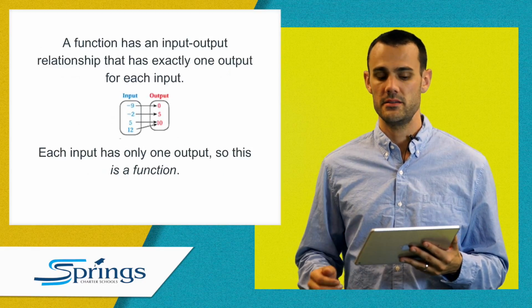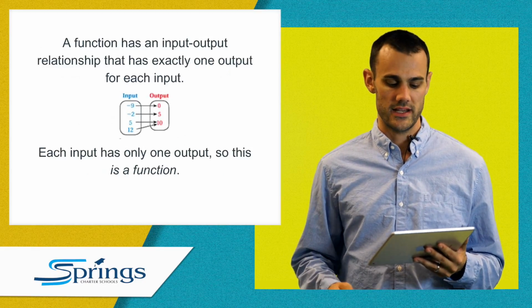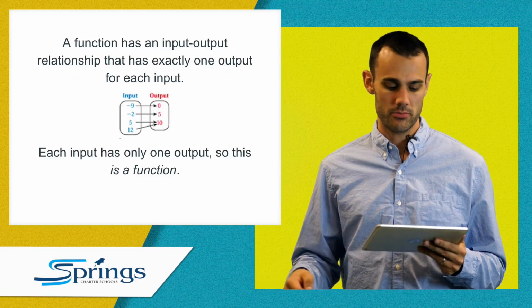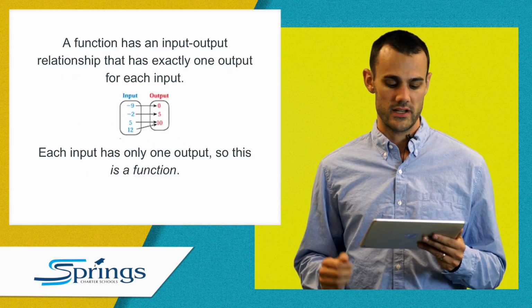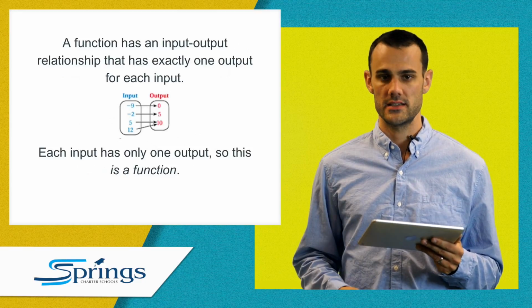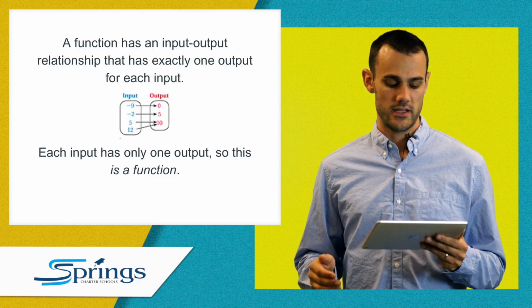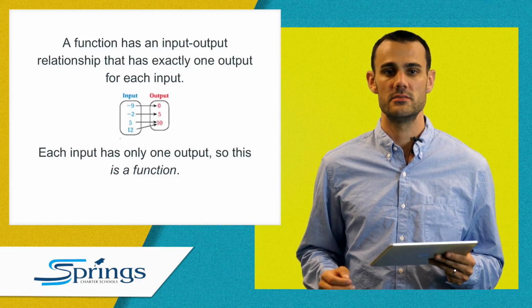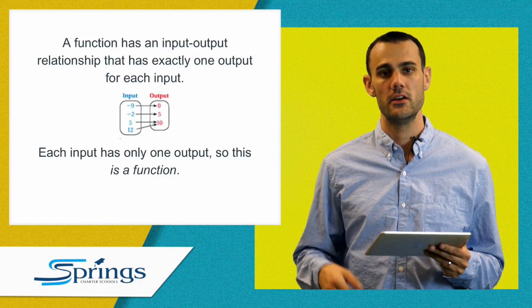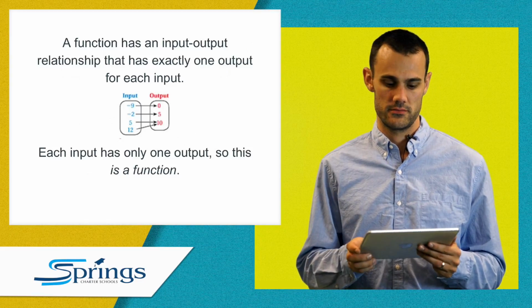A function has an input-output relationship that has exactly one output for each input. And we can see one input has one output. So an input of -9 makes 0, -2 has an output of 5, and each input only has one output. And so that is what we consider to be a function. Without that happening, we're not going to have a function.